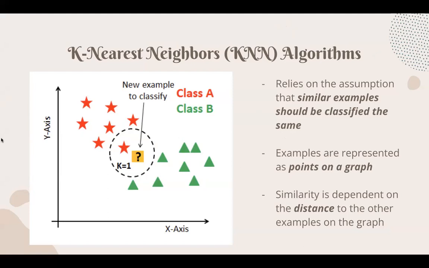This picture on the left is a really good example. You have your two classes here, class A and class B, and you have a point, which is a new example that you want to classify. We want to see what point is closest to this point on the graph in order to classify it. As we can see here, the closest point is a class A point. So we are going to classify this new example as a class A point.